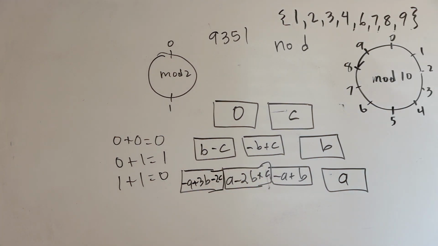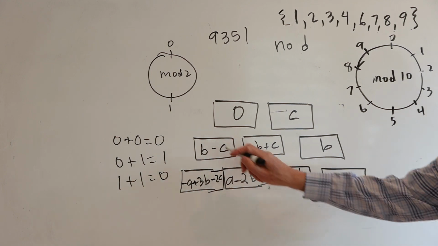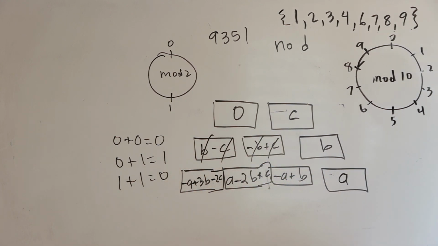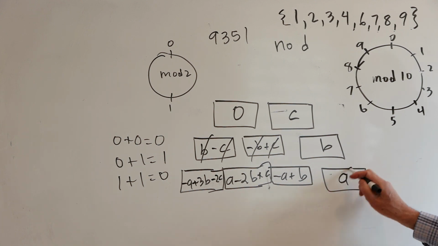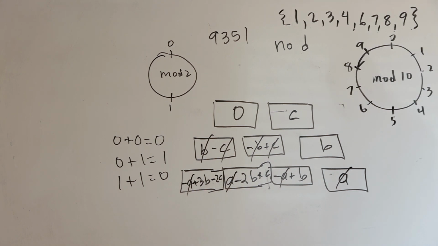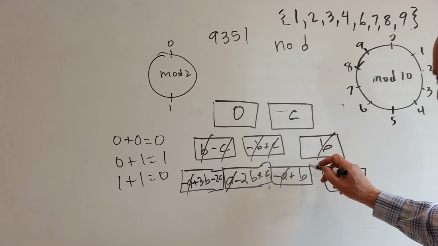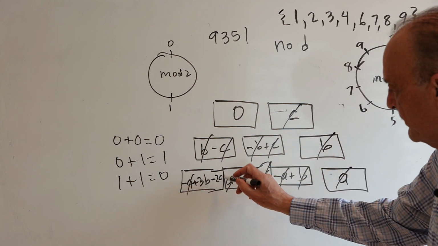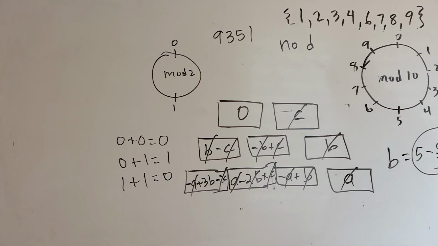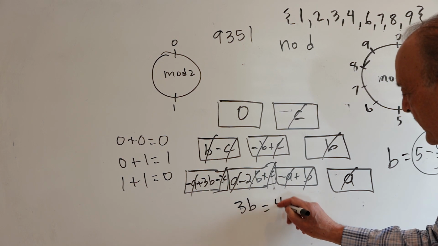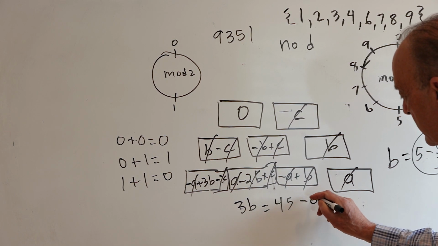So this is a repeat of what we did before, but just doing it again. Cancel the B and the negative B. Cancel the C and the negative C. Cancel A and negative A. Cancel A and negative A. And we're going to cancel these two B's with negative 2B. And we're going to cancel these two C's with negative 2C. So now to do the calculation, we have 3B is equal to 45 minus d.